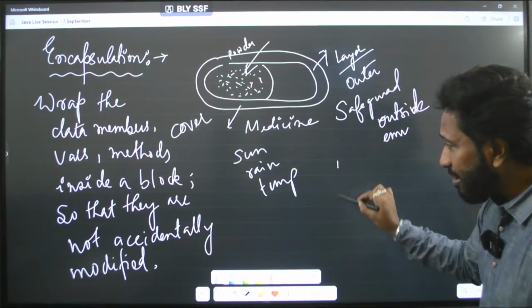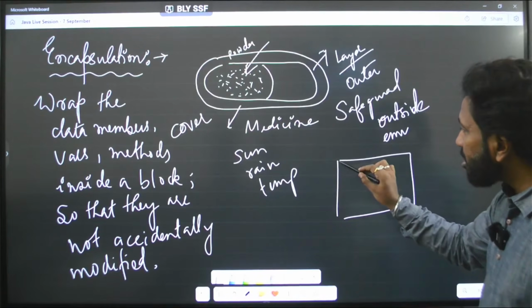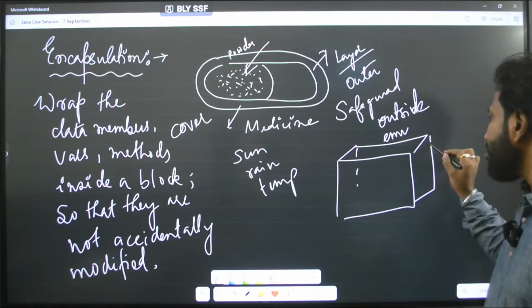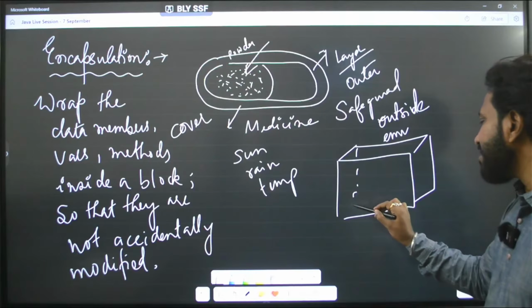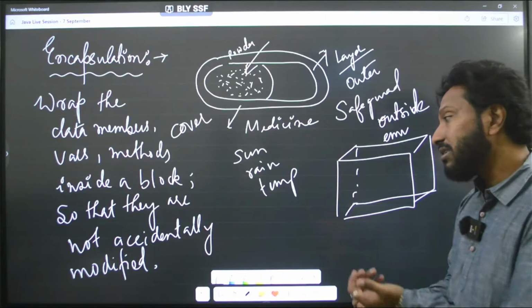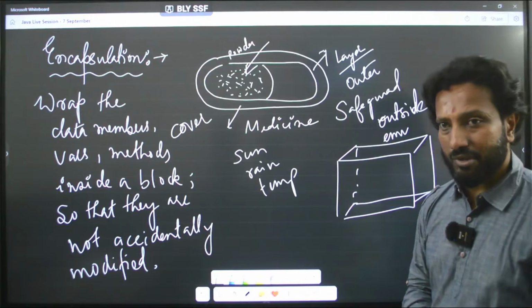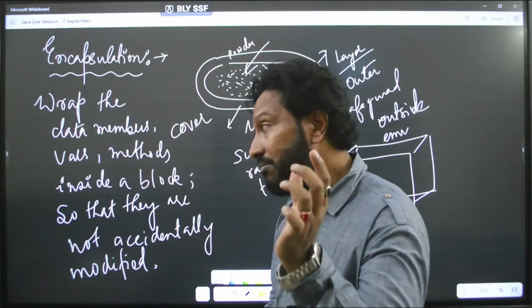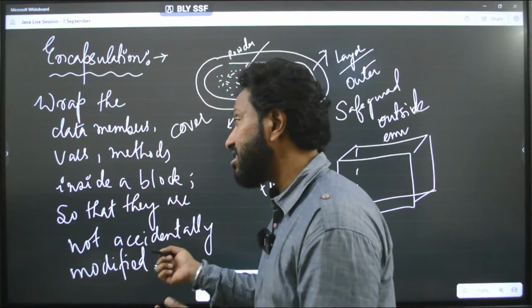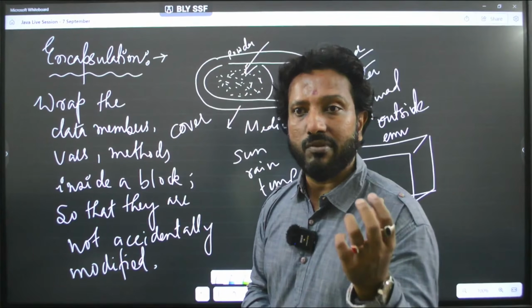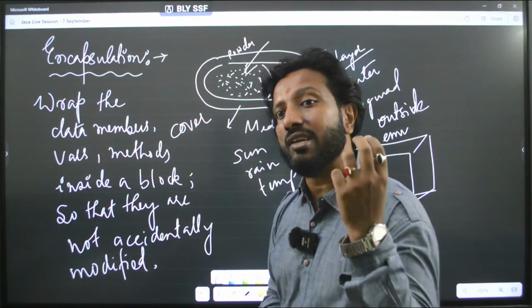You can also take a box. This box actually is what? Whatever belongings are inside this box, it is saving them, correct? It is protecting the belongings inside that. So, this can be a simple example of encapsulation. Okay, got it? So, the wrapping of the data members, the variables, the methods inside a block so that they do not get accidentally modified is called encapsulation.